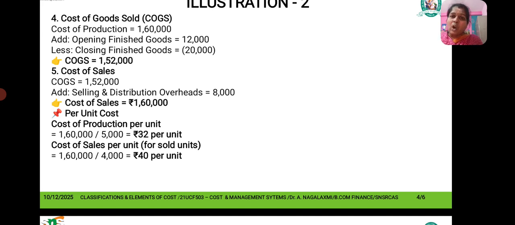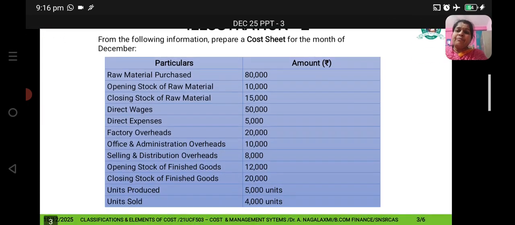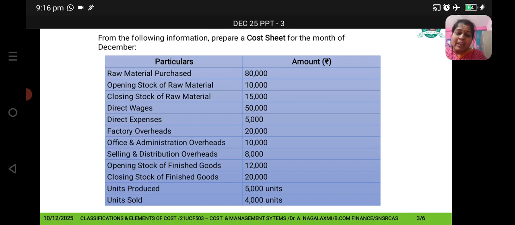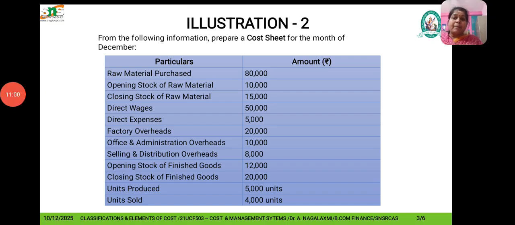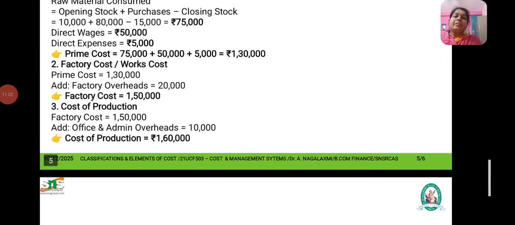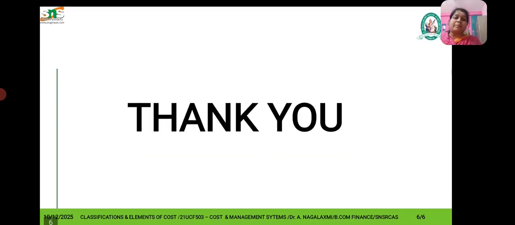So this is what we found out with the available information by preparing the cost sheet. Thank you so much for the patience in listening, and I hope you have understood what a cost sheet is and how it is prepared.